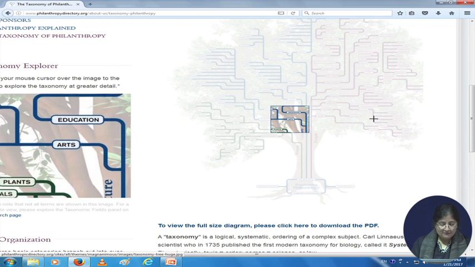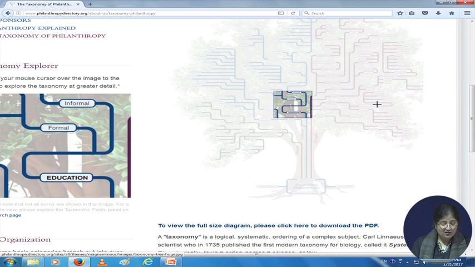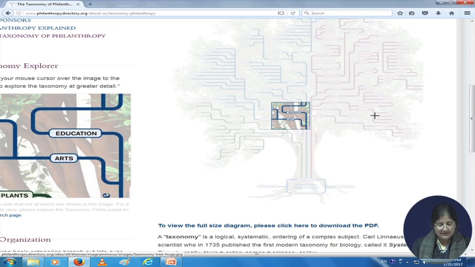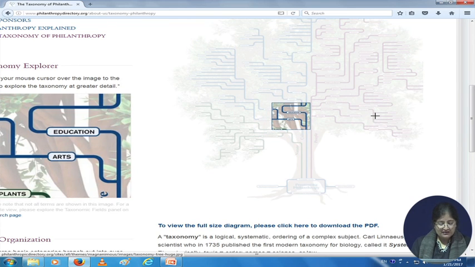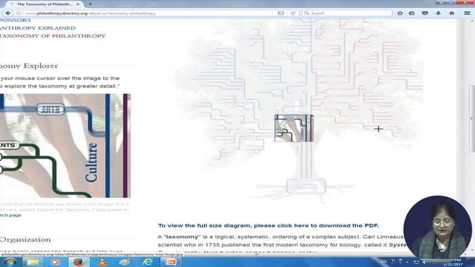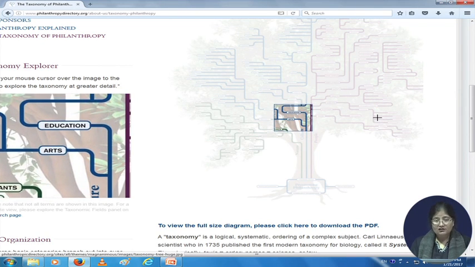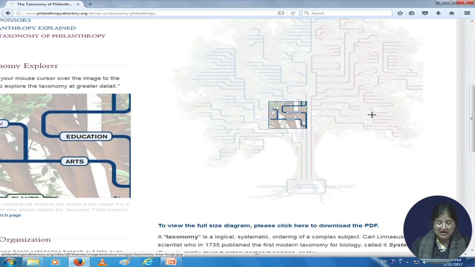Similarly, culture, arts, education. So these are the 2 broad divisions that this particular website is talking about, specifically with regard to charitable giving, and promoting philanthropy. So they say that when we talk about culture, we promote philanthropy through 2 broad ways, and that is arts and education.